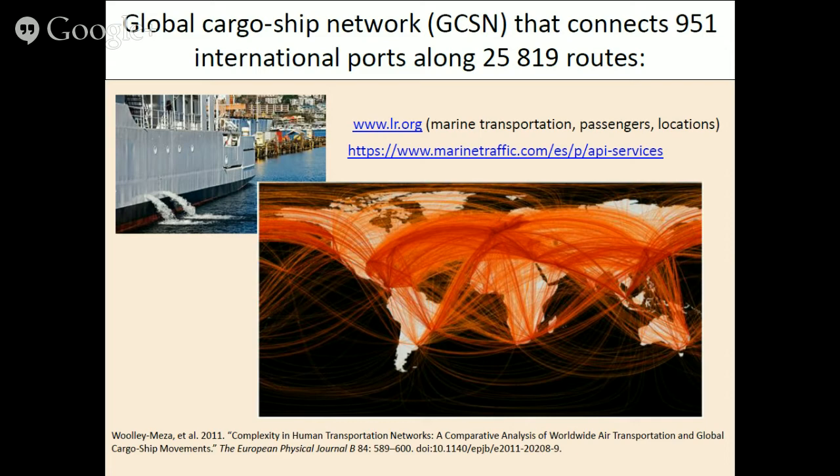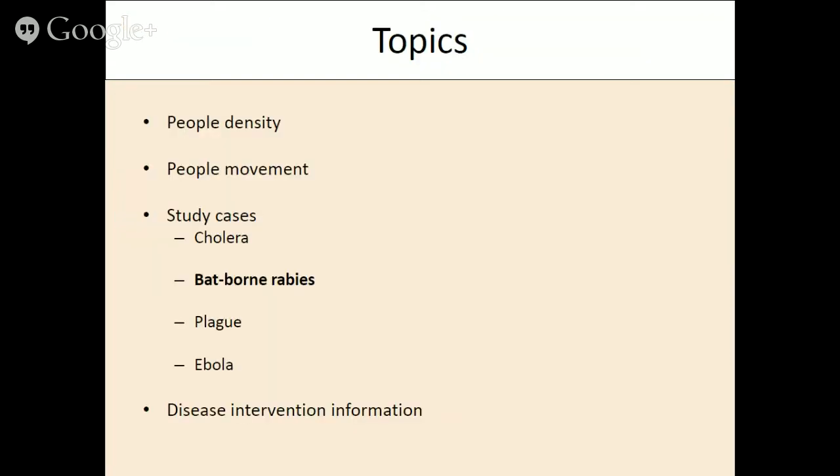Some of the problems is that this information on ship traffic is usually not free. Here I include a couple of links. Both of them have a lot of data about marine traffic, but both of them are not free. But the information is there. So if you are working on a project that can pay for that kind of information, maybe it could be a good idea to start exploring these kinds of approaches.